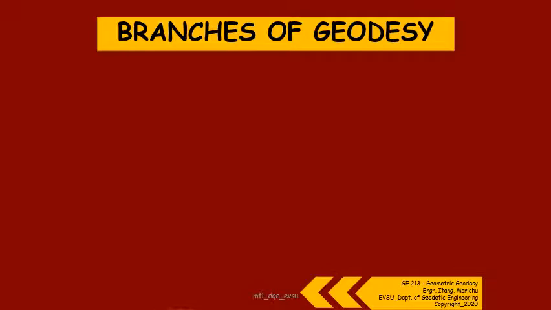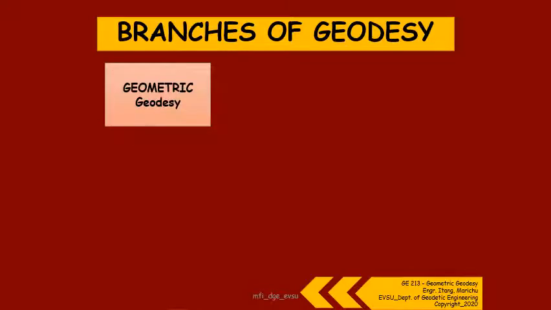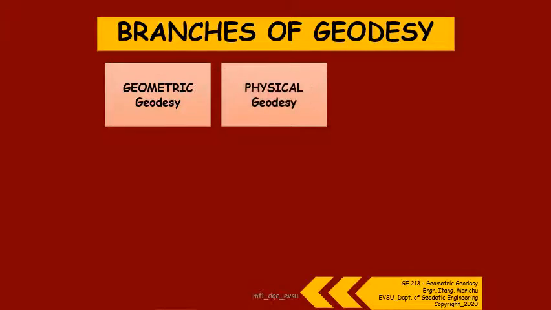So geodesy has a lot of branches, and the two main branches are geometrical and physical geodesy. When you say geometrical geodesy, it is concerned only with describing location in terms of geometry. Basically, its primary product is what we call the coordinate system. So these topics or branches will be the focus of this subject. When we say physical geodesy, it is concerned with determining the Earth's gravity field, which is necessary for the establishment of our heights.